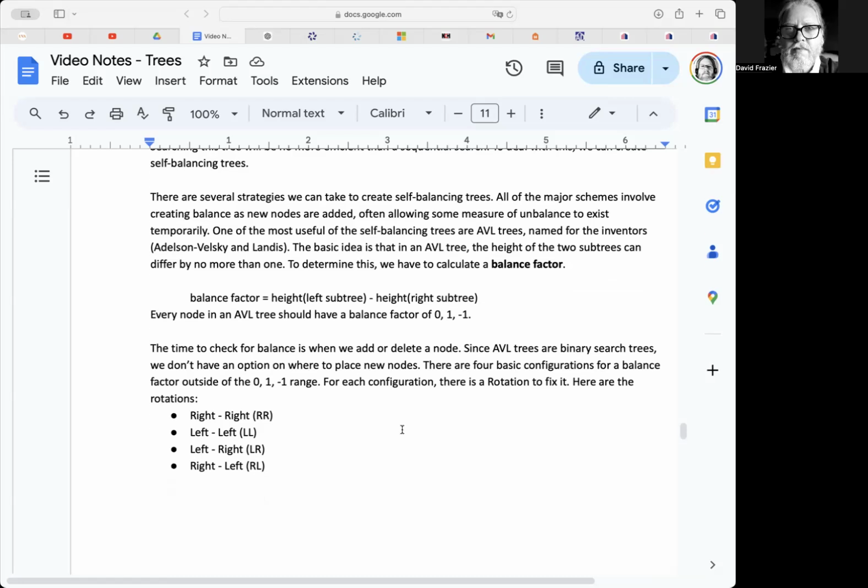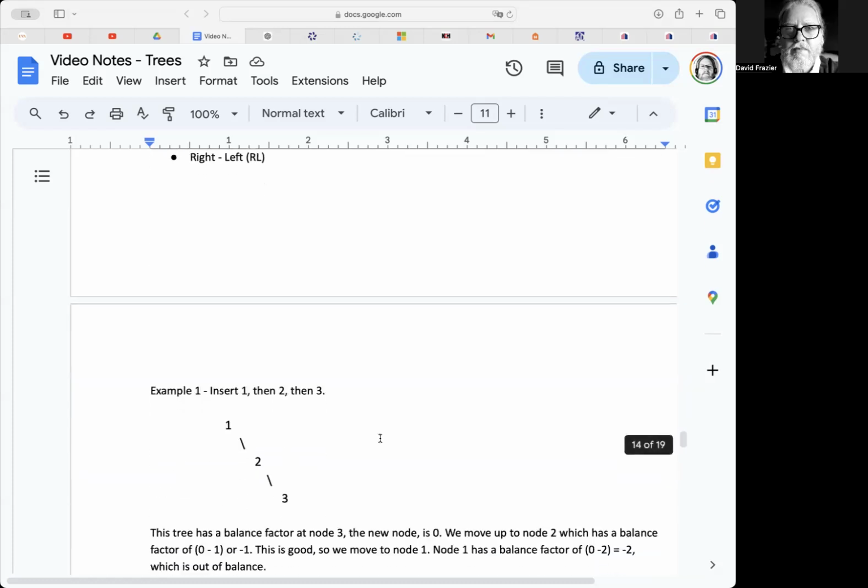That's for when you've inserted a node. They're binary search trees, so you have no option where you put it. You put it where you put it, and then you check. Of course, the new node will have a balance factor of zero because it's a leaf node. But as you move up to its parent and then its parent, we're going to call the insert recursively so we can unwind the recursion to go back to a higher level as we go.